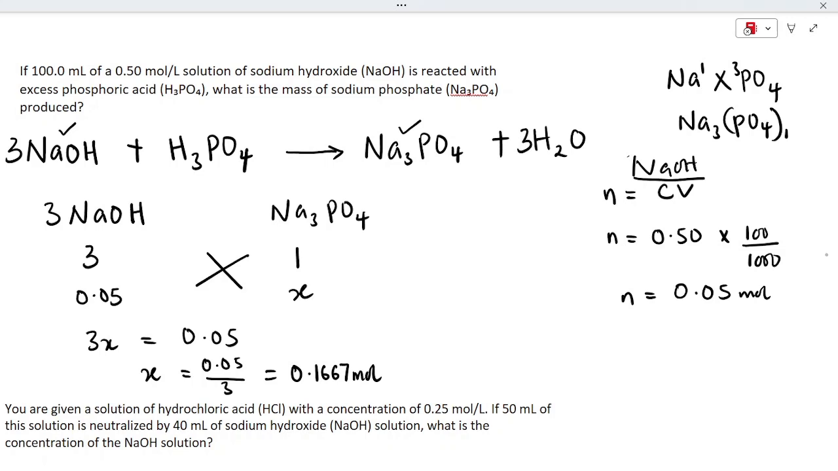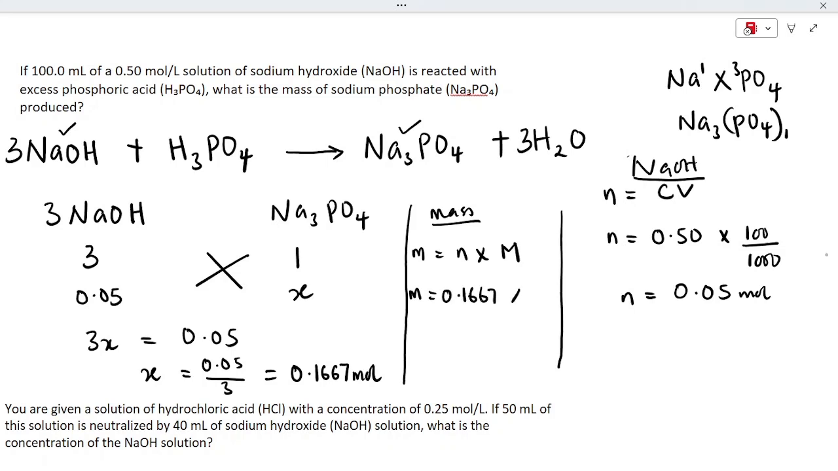moles. Again, remember the question. It says calculate the mass, not the number of moles as you have gotten now. So let's get the mass of sodium phosphate. Mass equals the number of moles times the molar mass. So the mass will therefore be equal to 0.1667 times the molar mass of sodium phosphate. Again, most times you will be given these values, but just in case you are not given, it is good that you learn them and know them by heart, at least for the most popular elements.